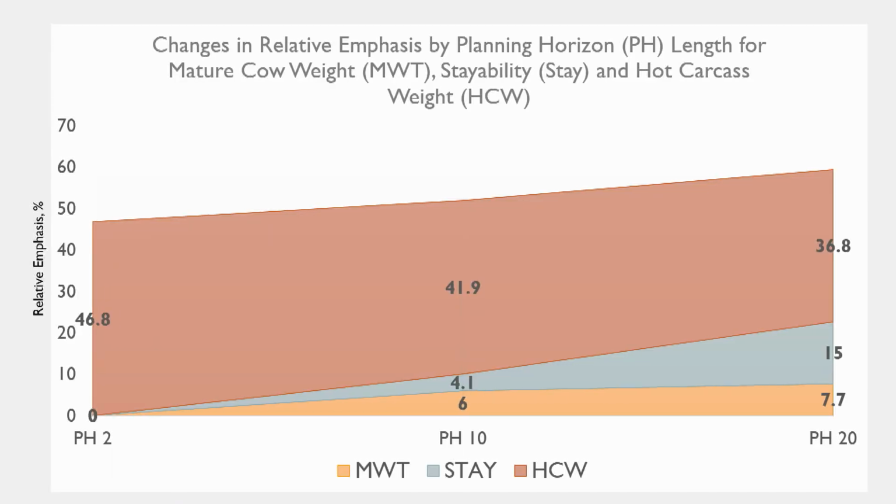So as I changed the length of the planning horizon from 2 years to 10 years to 20 years, what happens? The relative emphasis of things expressed in the cow herd, like mature cow weight and stayability, increase in importance. Meaning that if I have a longer term view on profit, those traits that are expressed in the cow herd, i.e. the maternally oriented things, become much more important to me. If my view on profit is short term, then they don't matter. What matters then is the chief revenue trait, which is hot carcass weight.